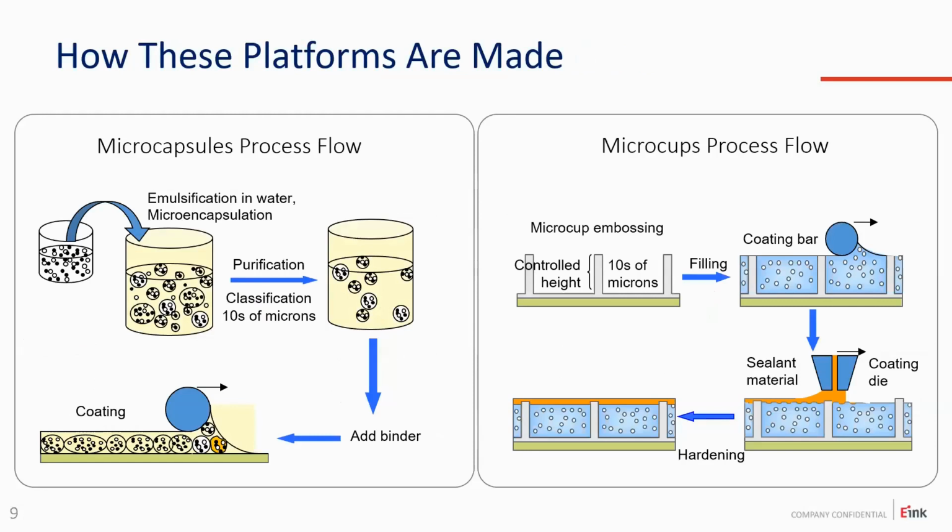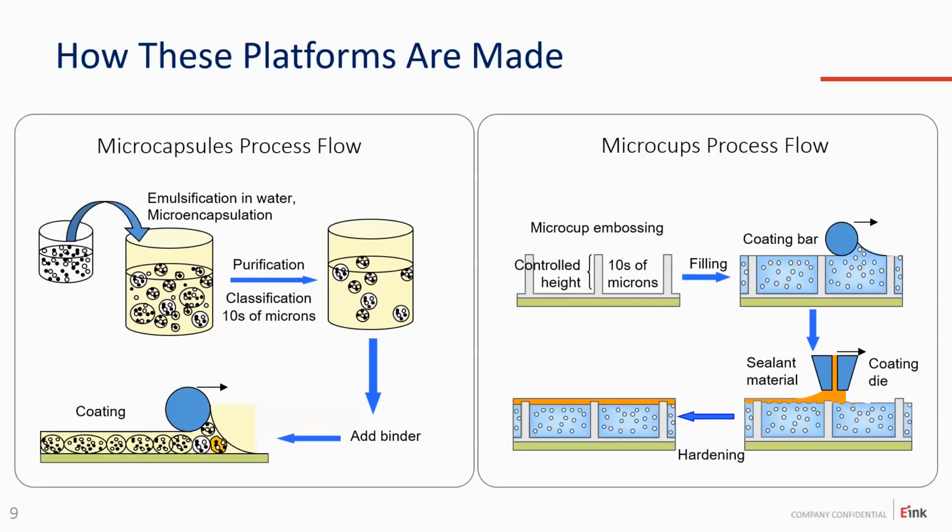So how do we make these? Again, on the left, microcapsules, on the right, microcups. And this is very high level, but you can see it's very different actually. When we start with the microcapsules, we start with all the ingredients that go into the microcapsules. So that is the non-polar fluid, the particles, the micelles. That is then emulsified in water. And we have special materials that then create a shell around those emulsified droplets. And that is what we call the microcapsules.